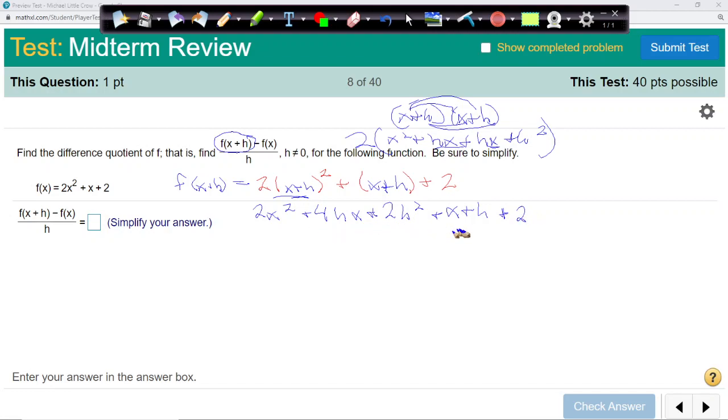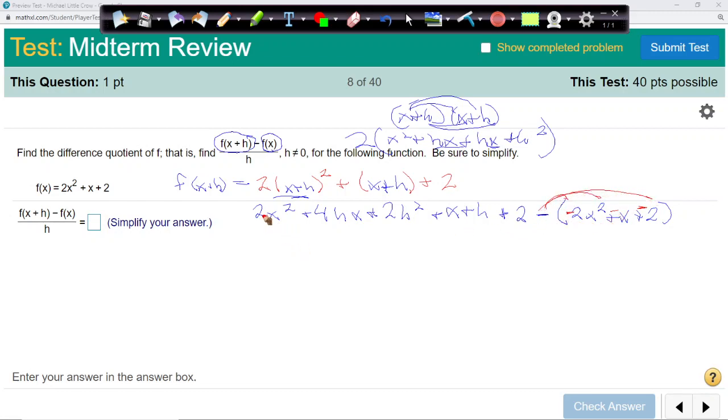So I think that's pretty much it. Now we're going to do the second part. We're going to subtract f of x. Now be careful here. You want to subtract, and you put a parenthesis around the original function. f of x is 2x squared plus x plus 2. So this negative is going to distribute through. This is going to be negative, this is going to be negative, and this is going to be negative. And you have to distribute.